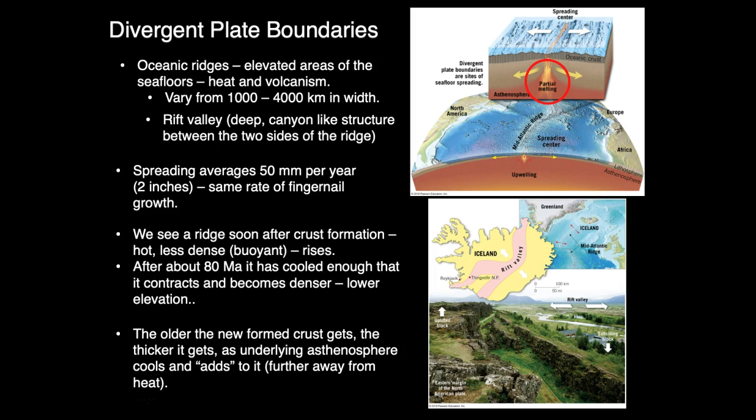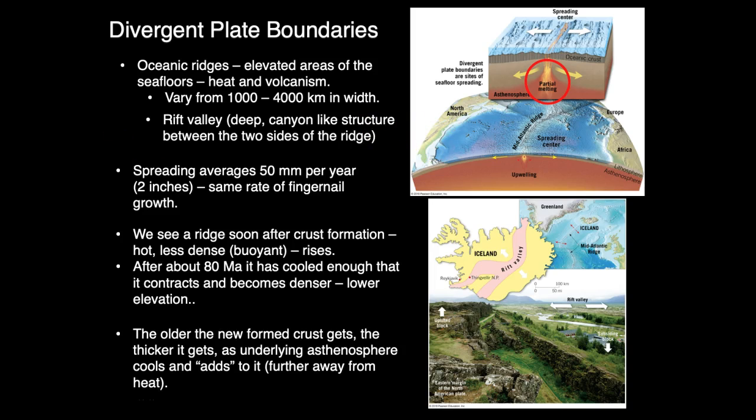So this process takes about 80 million years total, and it is sort of what you're able to see in the picture above. So you see the ridge system being a little bit higher in elevation than the things to the sides, because again, it's hot, buoyant, and less dense as it's close to the ridge, and it gets cooler and denser, and it starts to sink back down as you get further away from the ridge. Okay?